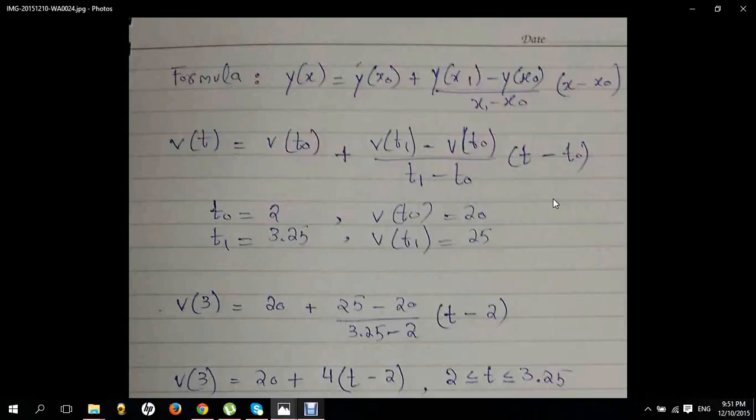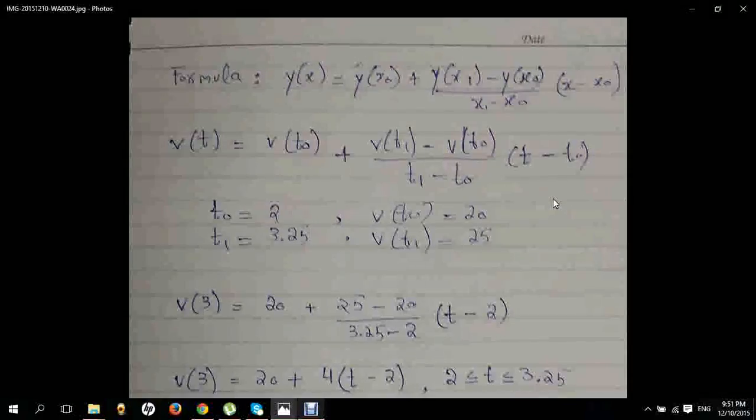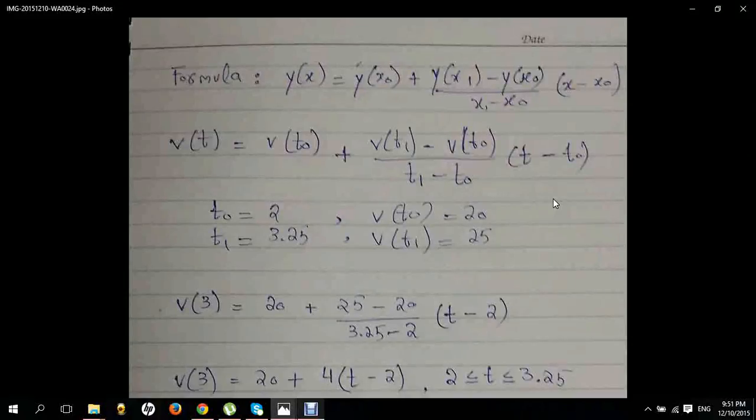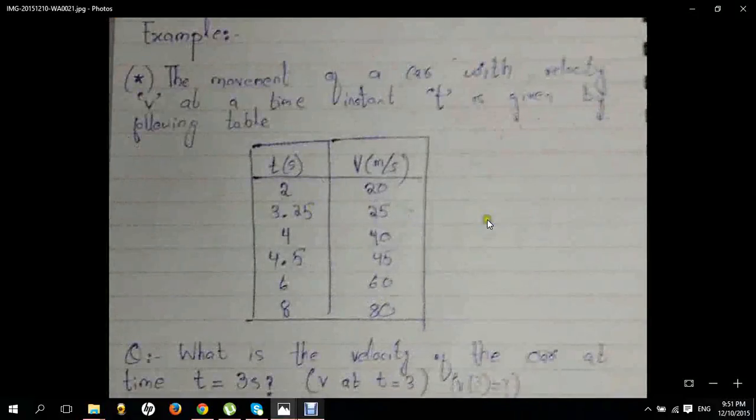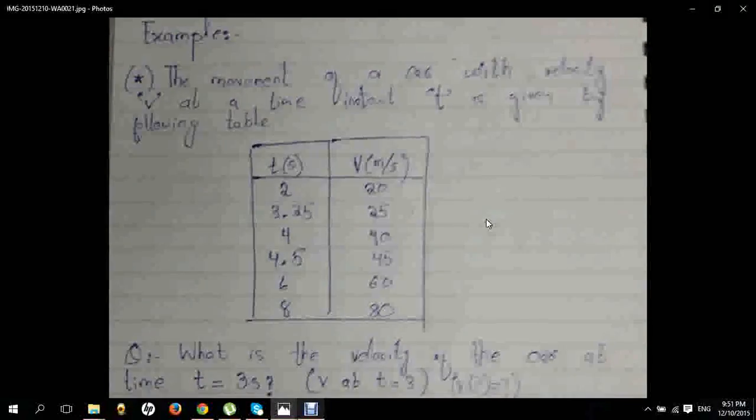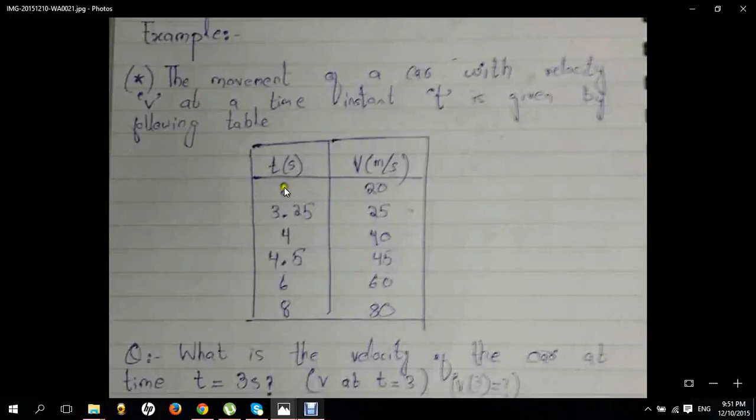First, the question says that we have to find the velocity at the time instant of 3 seconds. So the first step is to pick the best pair, or the proper pair, to find the velocity. In order to do that, we will consider at what time we have to find the velocity. So the time is basically 3 seconds. So our pair will be 2 and 3.25, because 3 lies between 2 and 3.25.